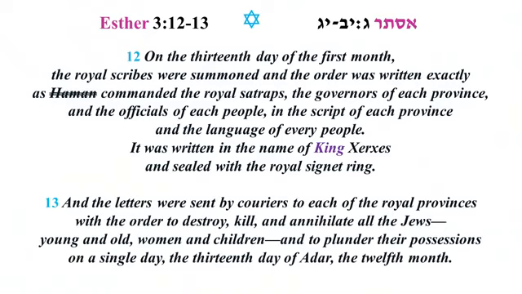Verse 13. Letters were sent by couriers to all the king's provinces to destroy, to kill, and to annihilate all the Jews, both young and old, women and children, in one day, the 13th day of the 12th month, which is the month Adar, and to seize their possessions as plunder. So it was established on the 13th of Adar as the day we're going to destroy all the Jews, and the letters were sent out instructing the governors to do so.